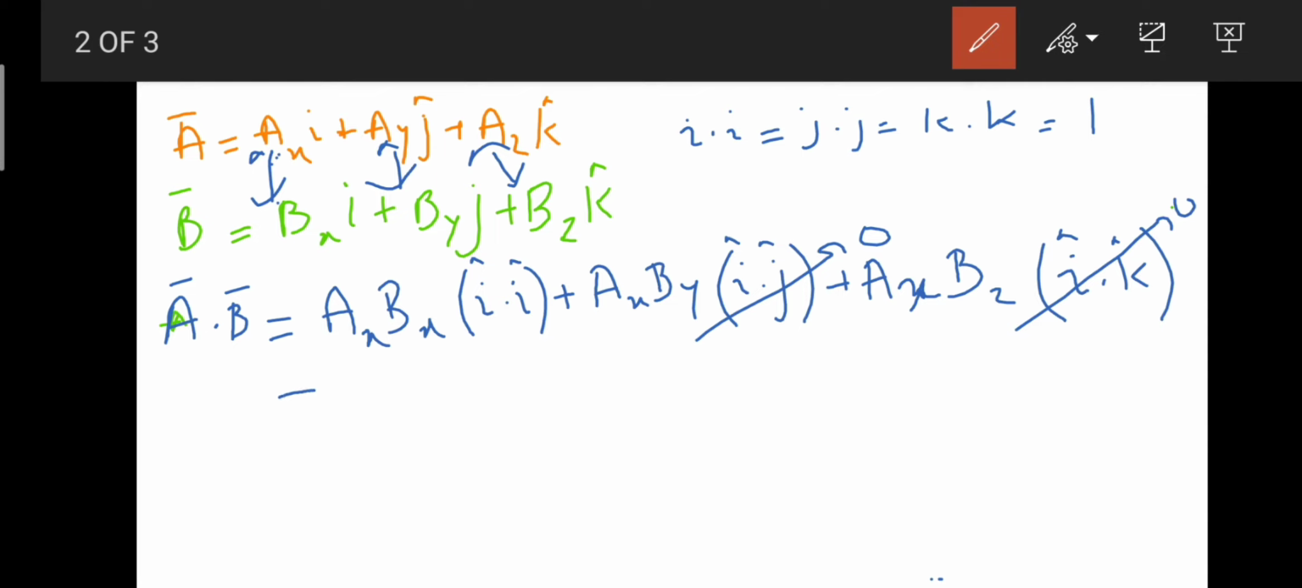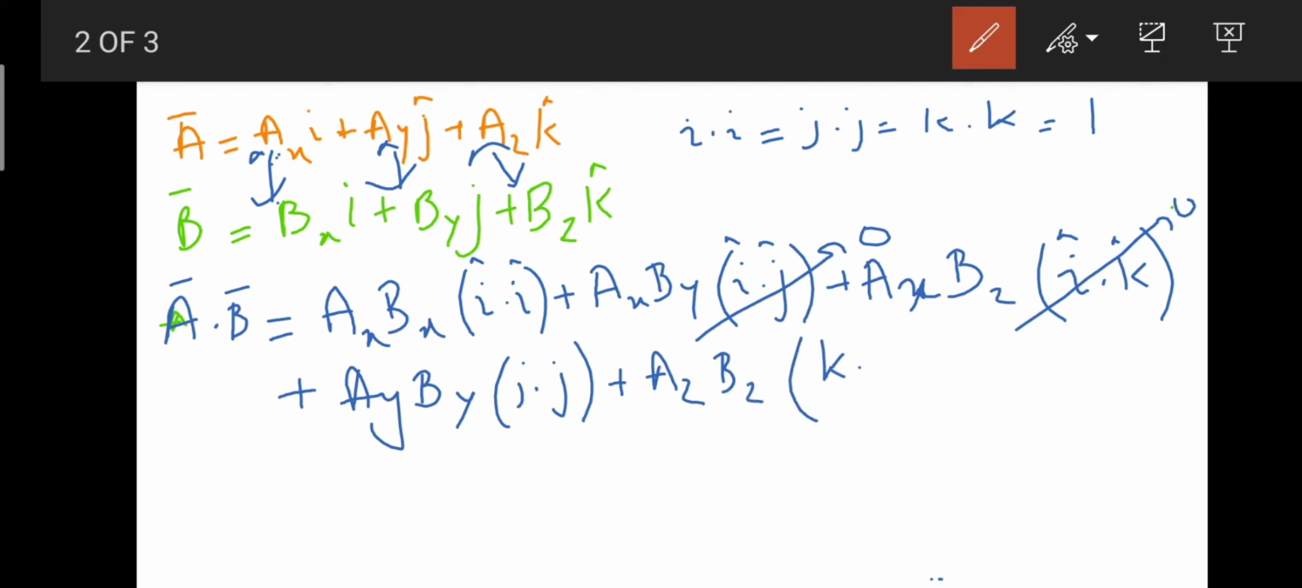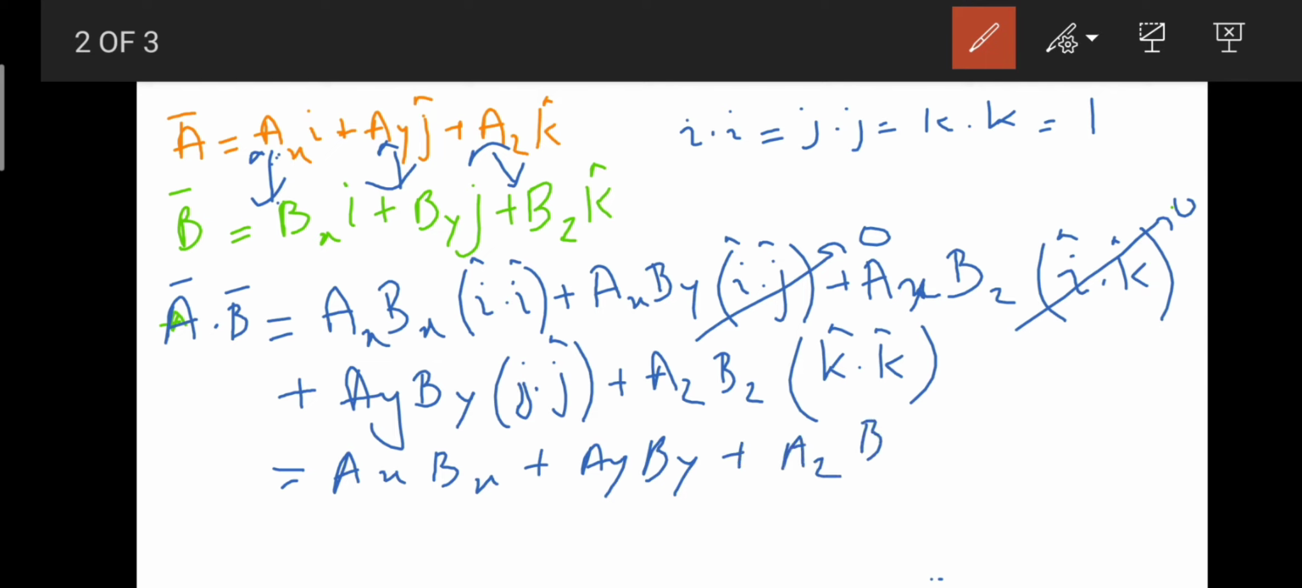So for the next case, I will write AY BY into j dot j and AZ BZ into k dot k. Why am I writing only these two? Because we are definitely going to get a value only for these two. The rest of them would give the product equal to 0, so I'm not going to mention those. So ultimately, what is the answer? We are getting AX BX plus AY BY plus AZ BZ. This is the product which I'm going to get if I am asked to calculate the dot product between two vectors in terms of their rectangular components.